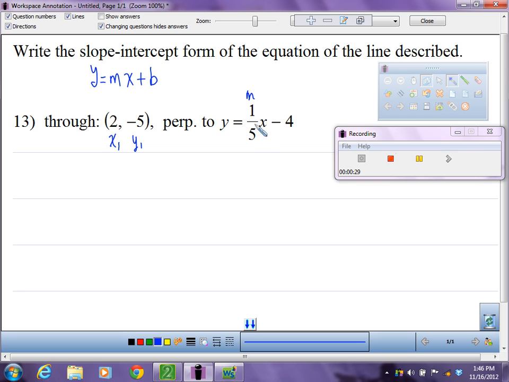So this is a slope that we have right now, but perpendicular means that we need to find our opposite reciprocal slope. Again, opposite meaning change the sign, right? And then reciprocal meaning flip the fraction.